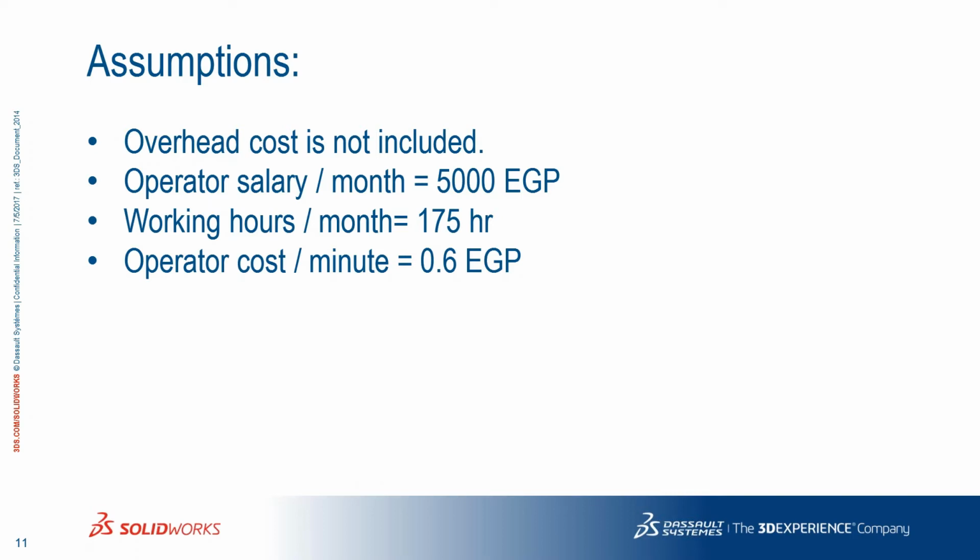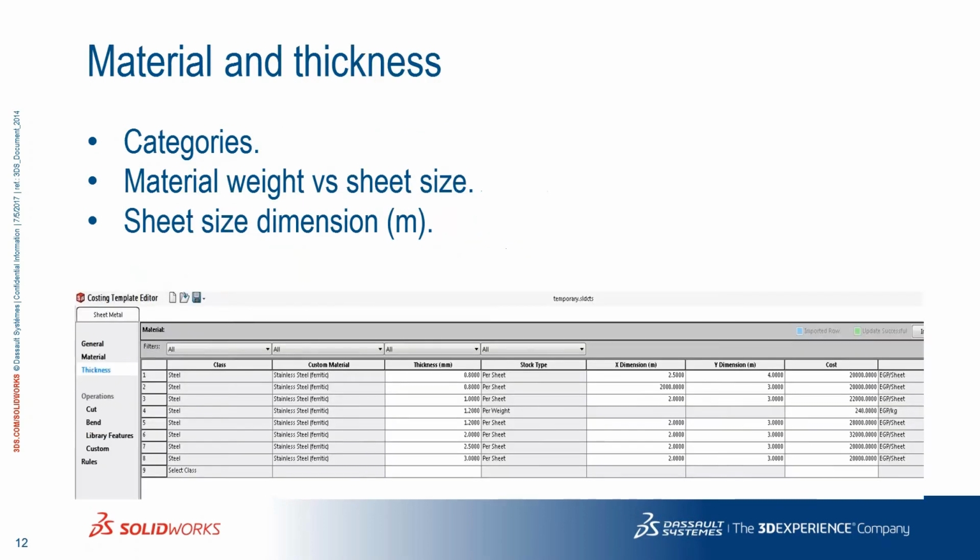Then I'm assuming that the operator cost per minute is 0.6 EGP. I just made a very simple calculation. If he costs 5,000 EGP per month, and the month includes 175 hours, we have to convert the hours to minutes, and then calculate the cost.